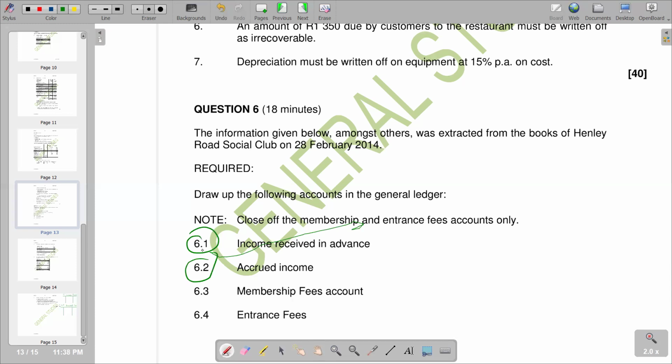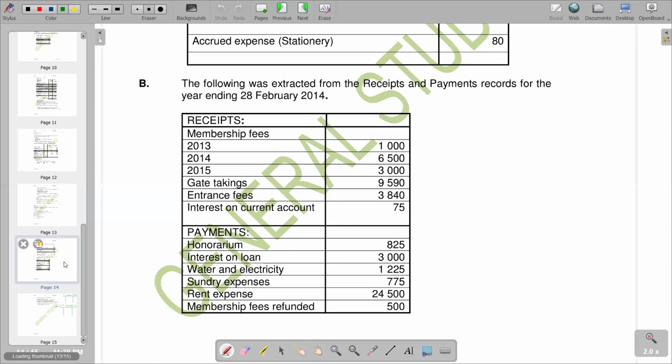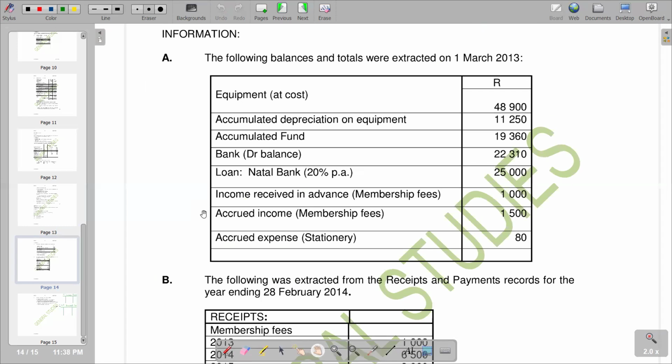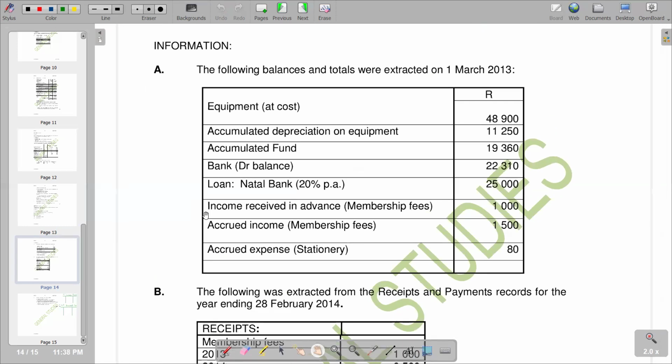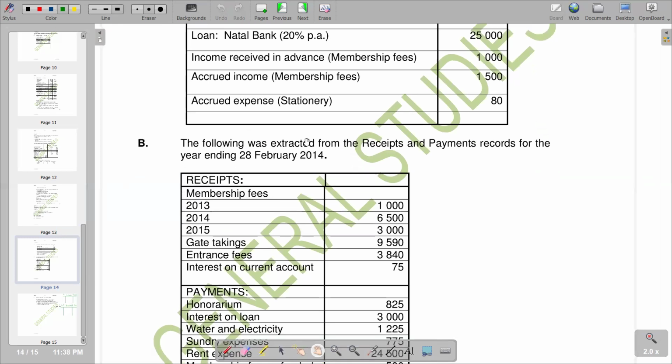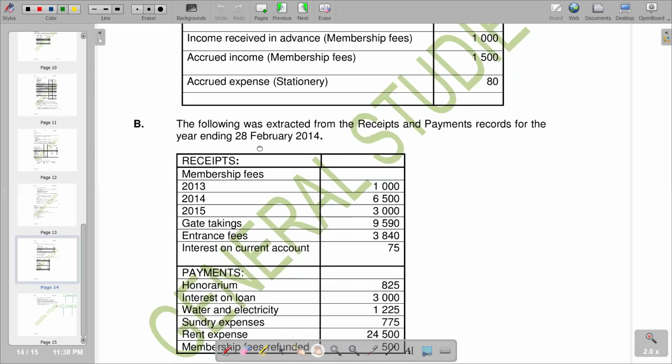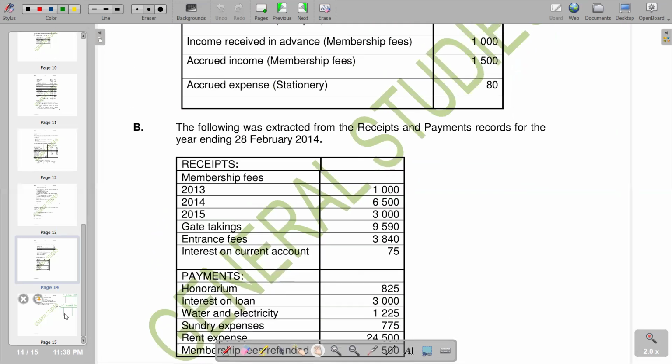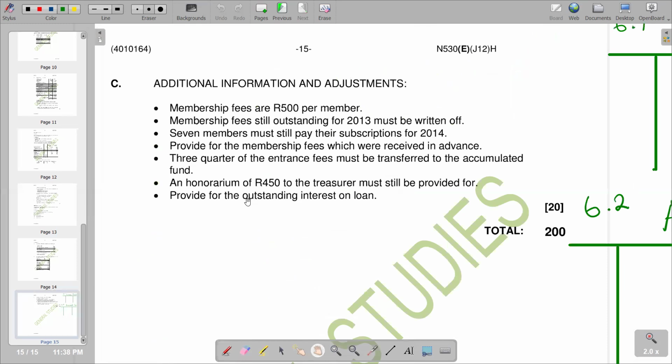So going to our next page to see what other information we are given in the question. On the next page we have a continuation of the information. We have information A, whereby it reads: the following balances and totals were extracted on 1 March 2013, which you need to go through before you start to answer the question. And also information B, the following was extracted from the receipts and payments records for the year ending 20th February 2014. On the last part of the question, we are given additional information, adjustments in information C, so you need to go through all the adjustments that we are given.